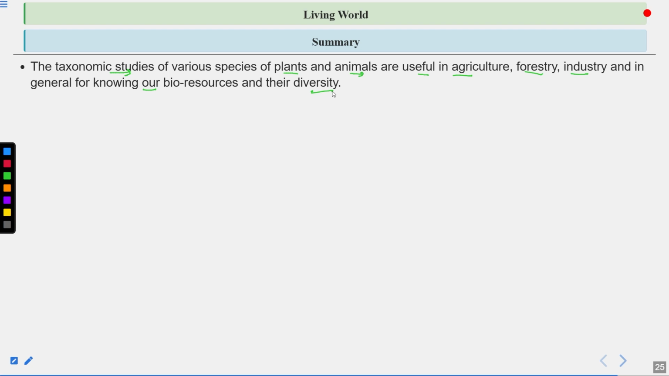There is a need to classify the plants and animals into convenient categories. Then only we can study them, and after studying them, we can use them. We can use the biodiversity for various purposes, like in agriculture, in forestry, in industry. So we should have a knowledge of our bioresources, which can be used for human welfare.